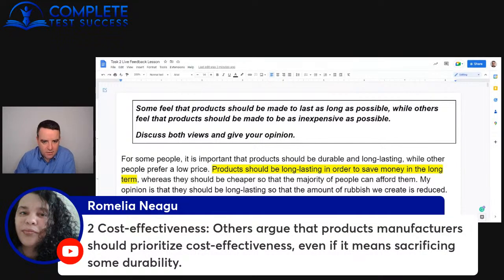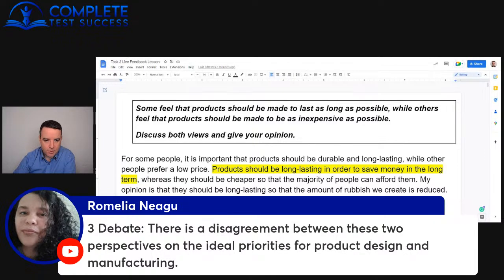Cost effectiveness: Others argue that product manufacturers should prioritize cost effectiveness, even if it means sacrificing some durability. So again, you're just repeating the view. I'm not sure why you're writing this. This wouldn't be a paraphrase because you're only including one. It wouldn't be a main idea because you're only repeating the view. So the main idea has to be, why do people believe this? If they argue that this is the correct thing to do, they believe it's correct. So why do they believe they're correct? What reason do they have for thinking what they think? And that's what we need.